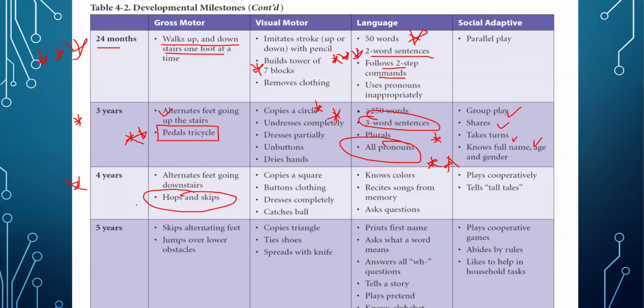4-year-old, they start hopping and skipping, comes in exam. They can dress completely and copy a square. They know colors. They ask a lot of questions. So all the things that I have pointed out, you should remember. But the ones that I have given a star, these are mostly the most important ones. So you have to memorize these ones. But other than that, the ones that I have just touched like this, you can also read them.